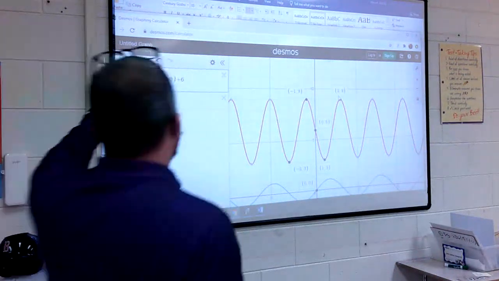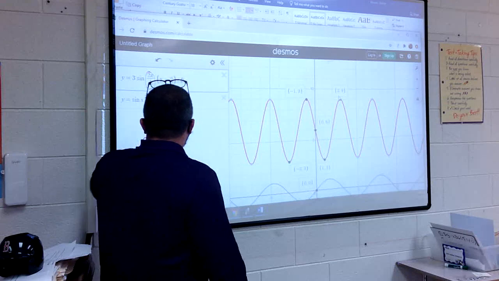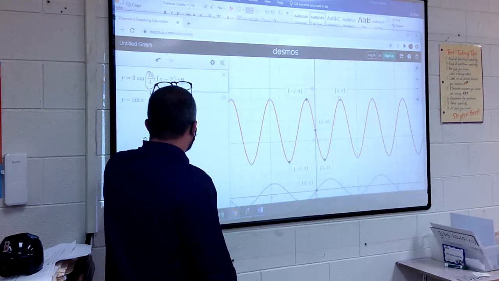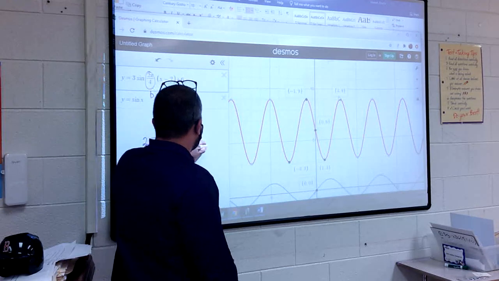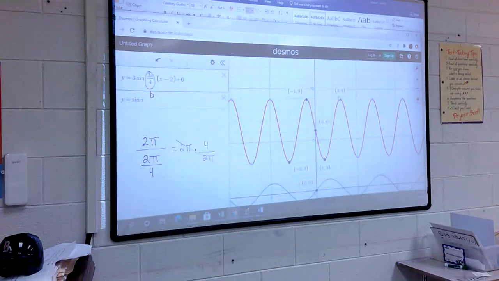that would be pretty simple. This is your b. So 2 pi divided by 2 pi over 4, that's the same thing as 2 pi times 4 over 2 pi. So what happens is the 2 pi's cancel out. So your period is 4. That means it repeats itself every 4 numbers. So it's at negative 1, at 3, at 7, at 11, and so on.